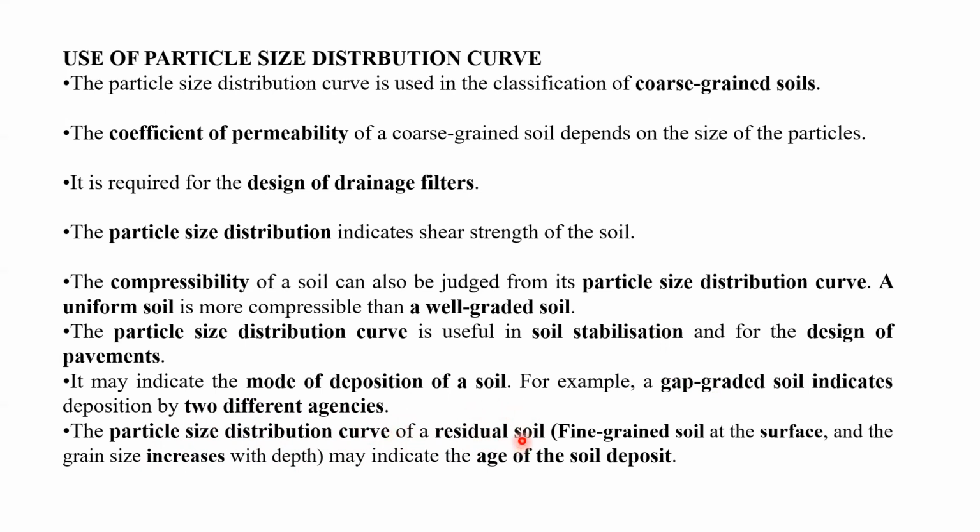Residual soil, as you know, is normally deposited at the location of its formation itself. So what we can see is fine grain soil at the surface and grain size increasing with depth, which may indicate the age of the soil deposit. Millions of years have gone into soil formation, soil generation, right? So, suppose you are going to collect a sample from residual soil.